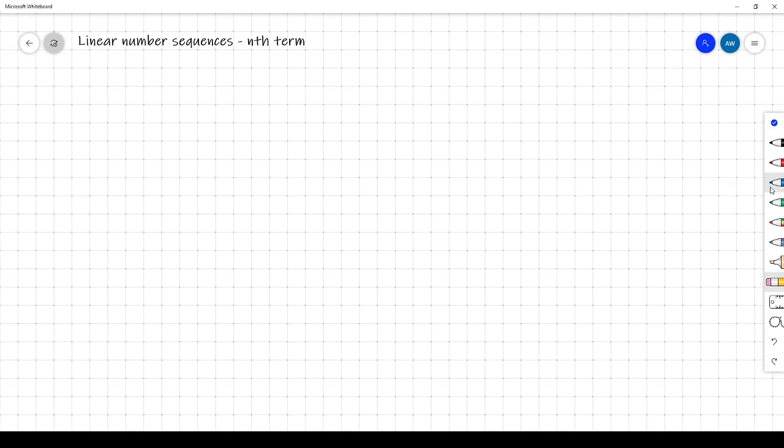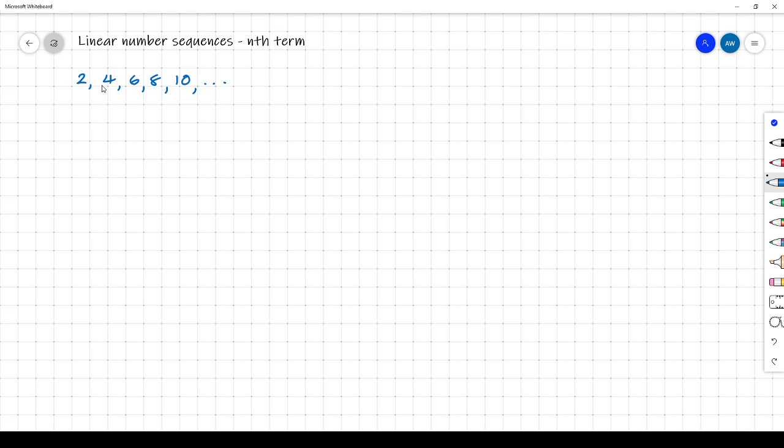Okay, this is a video about linear number sequences and looking at something called nth term. Now let's remind us what a linear number sequence is. Well, a linear number sequence is just a number pattern following a particular rule. Okay, and if we look at some simple ones here, we could look at 2, 4, 6, 8, 10, and so on.